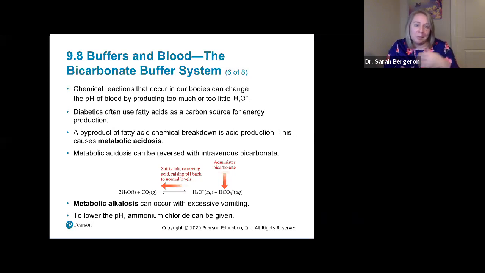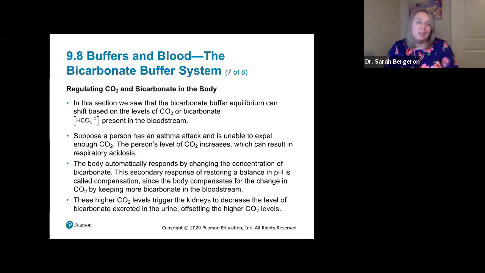So that's for the opposite. Metabolic acidosis is where we have too much acid being produced. Metabolic alkalosis is when you have not enough, right? So it's all about a balance. You don't want to have too much. You don't want to have not enough. So we know that maintaining this equilibrium between our bicarbonate system is super, super important in the bloodstream, right?